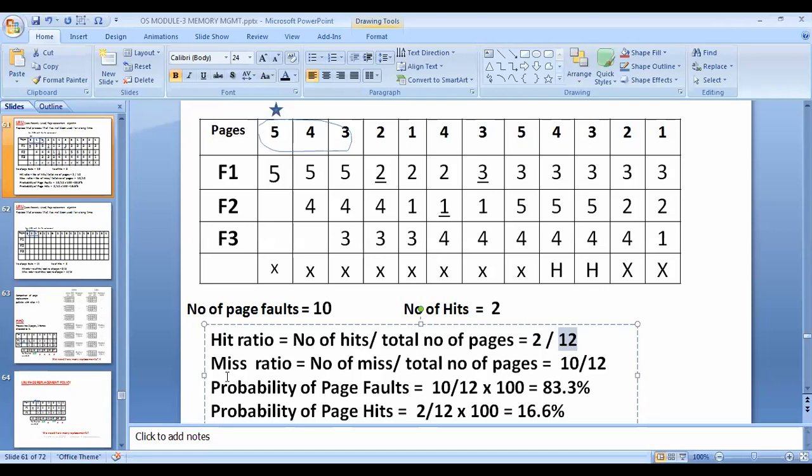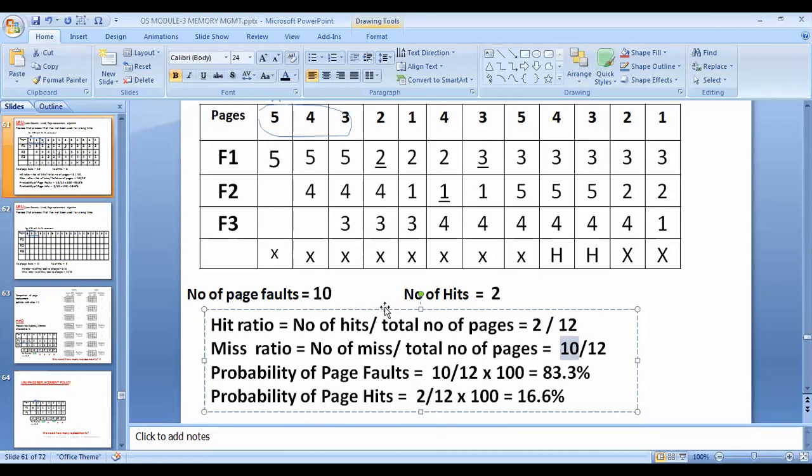What about the miss ratio? The miss ratio is given by the number of page faults divided by the total number of pages. According to the solved problem, how many page faults are there? 10. So this 10 is divided by the total number of pages, which is again 12.